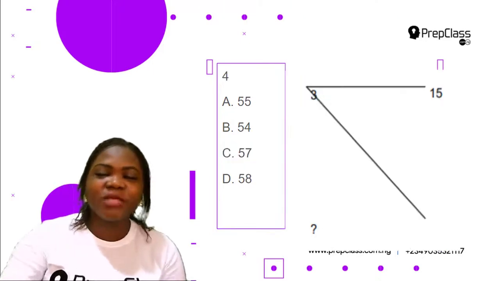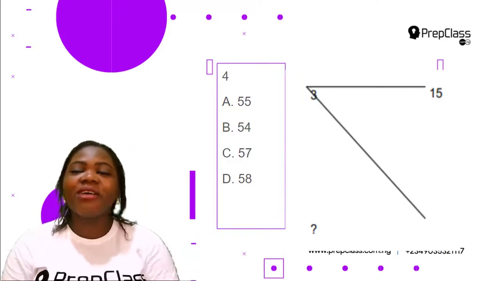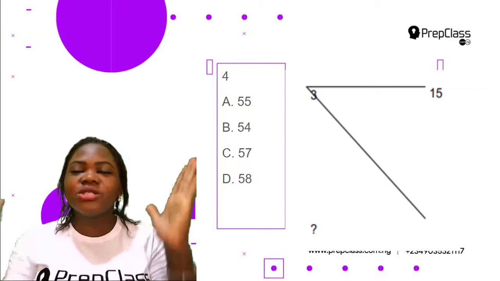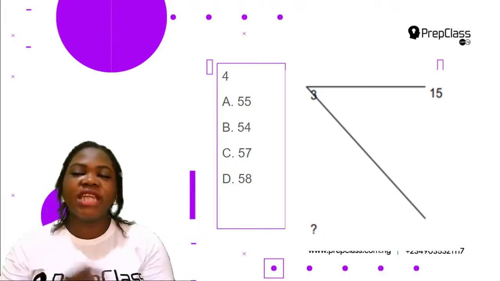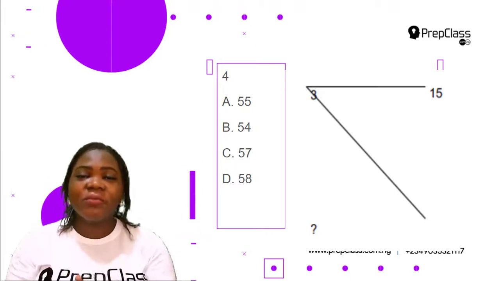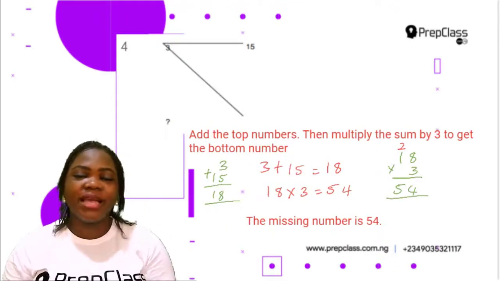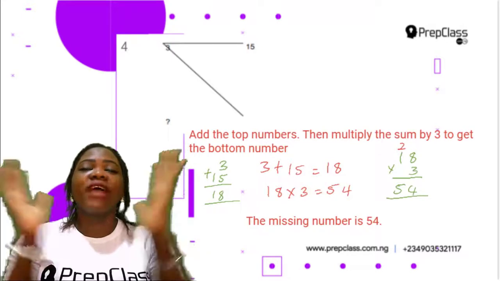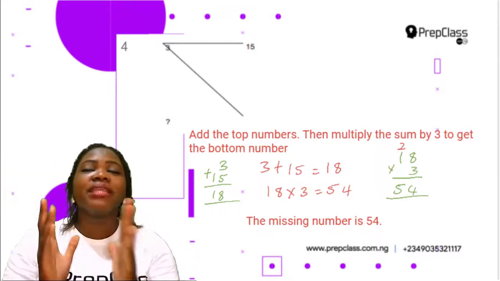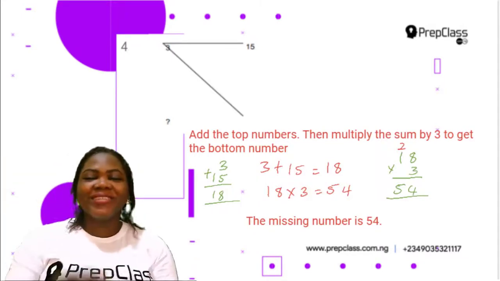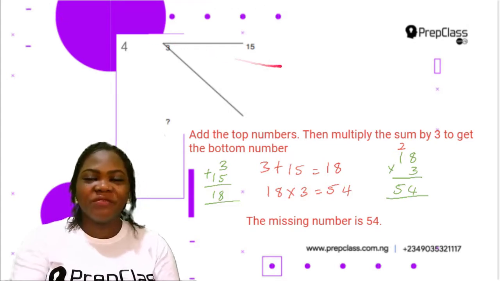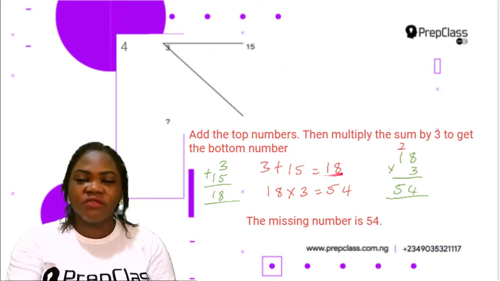Okay, so now let's move on to question 4. Here also we are given the two top numbers. 3 and 15 are the top numbers. Then the bottom number is missing. So how do we do this? Remember from the samples, to get the bottom number, find the sum of the top numbers, then multiply the sum by 3. So the top numbers here are 3 and 15. So the sum of 3 and 15 can be done here.